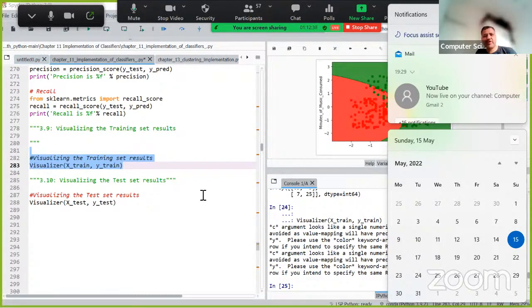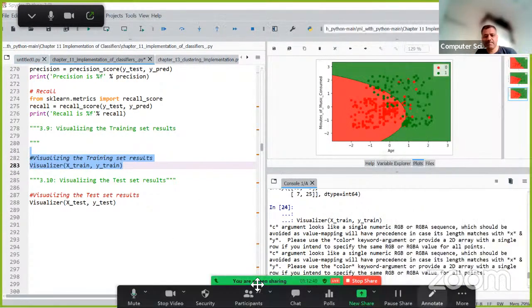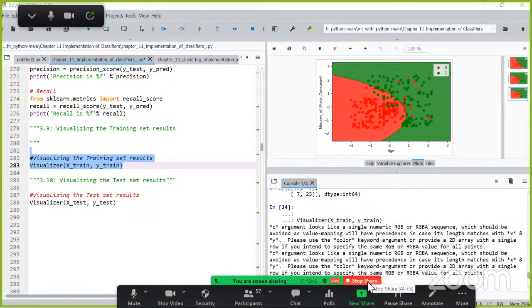So let's have a quick quiz. Sir, I have a question. Yeah, please. What's the difference between k-mean and KNN algorithm?